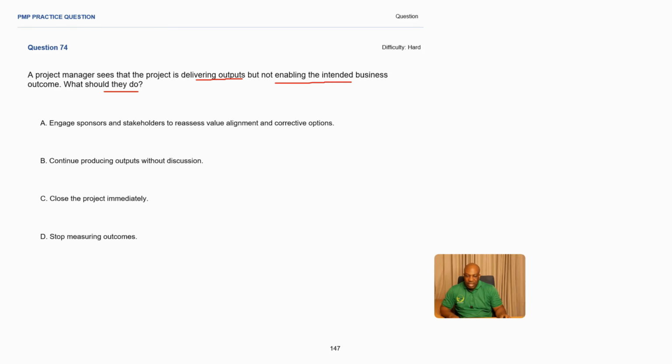What should they do? So A, engage sponsors and stakeholders to assess value alignment and corrective options. I like this one, value alignment. Continue producing outputs without decision. This is dangerous in a project environment. You now need to understand whatever you're producing, is it giving value or not? Making this one incorrect answer. Close the project immediately. You don't close the project because the outcomes are not aligned to the intended business outcome. No, you need to assess and understand from stakeholders what is the intended business outcome, and then you start aligning your deliverables to the outcomes, making this one incorrect answer.